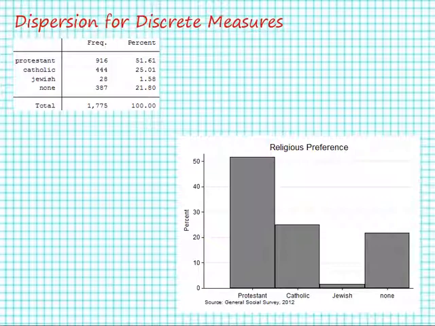In this video we're going to show you a couple of ways of calculating measures of dispersion for different kinds of variables. We're going to work through the variables the way we did in some of the other videos, looking at our discrete, orderable, and non-orderable measures, and then our continuous measures. Let's go ahead and look at all the measurements we have for dispersion for discrete measures.